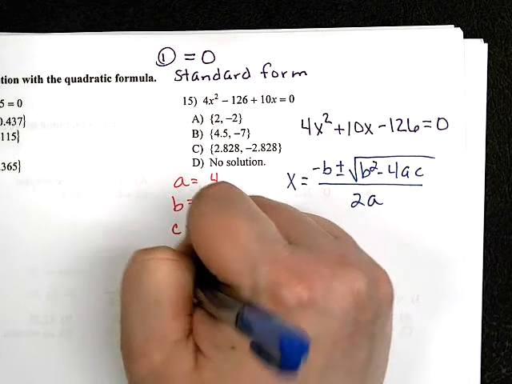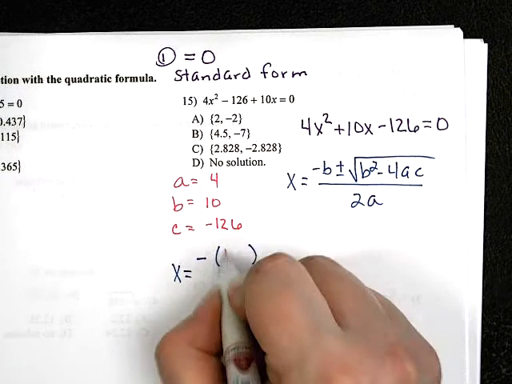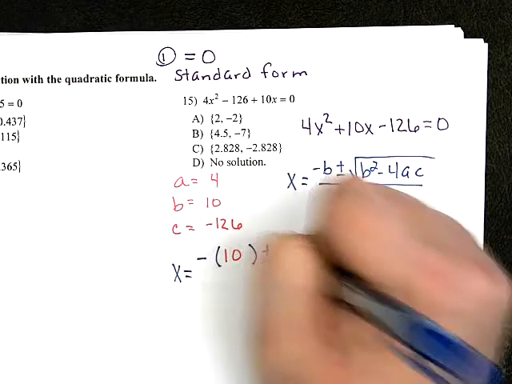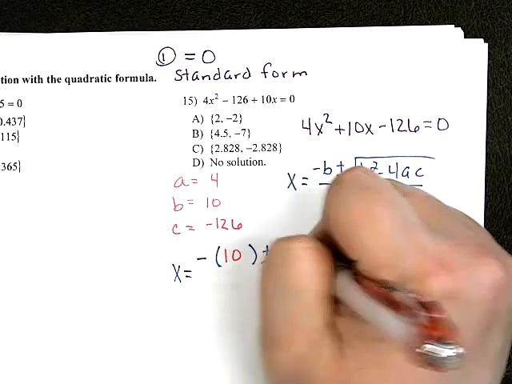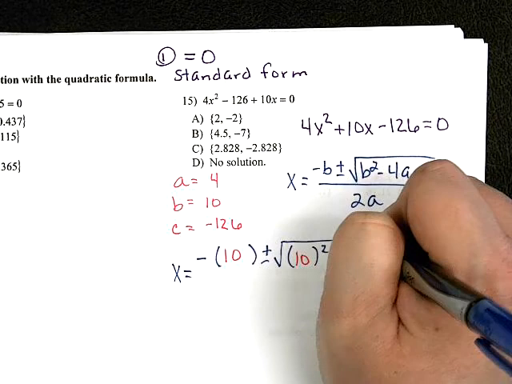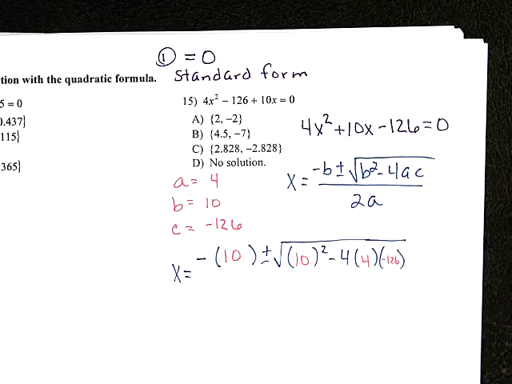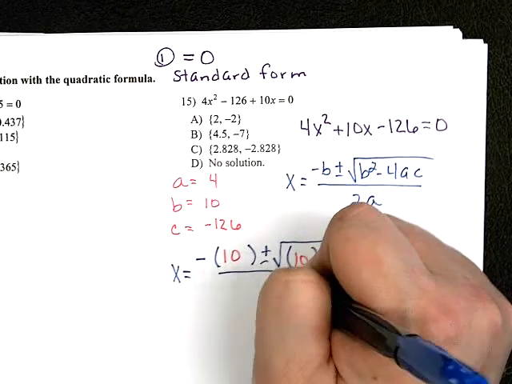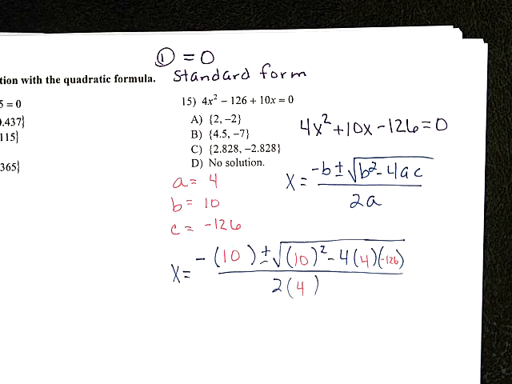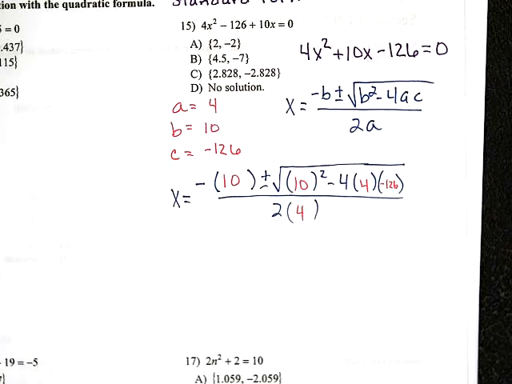Okay, so I'm going to come over here and rewrite now. So x equals -b, so my b value is 10, plus or minus square root of b squared, and again b is 10, minus 4ac, so I need to plug in a and c, so 4 and -126. All over 2 and then a, which is 4. Okay, this should look familiar. We did a lot of these problems when we studied this chapter. So you should find this packet if you're having trouble.